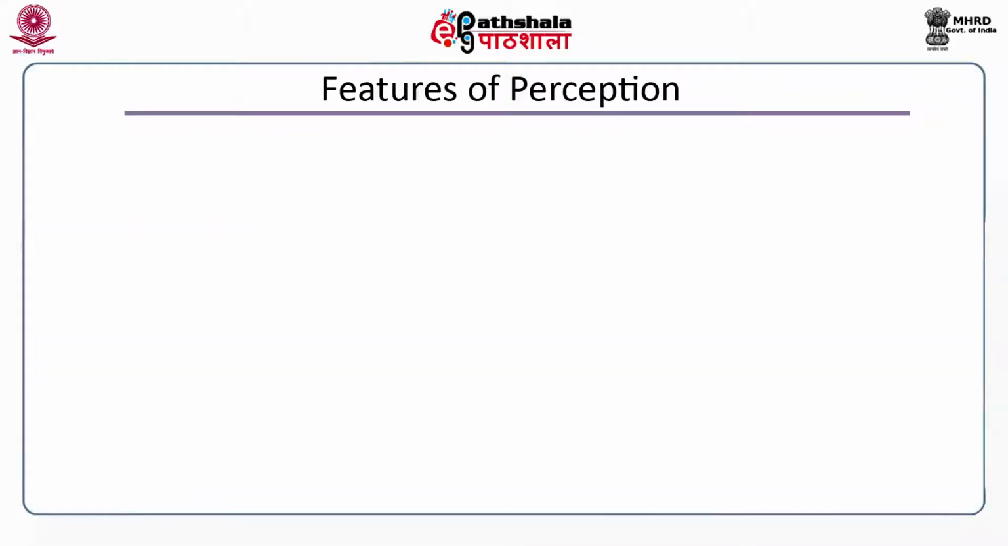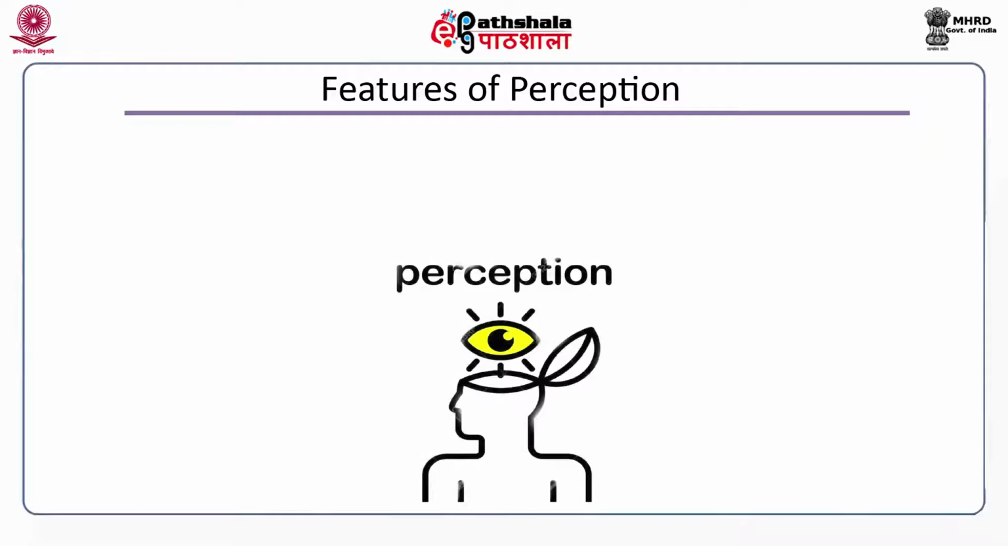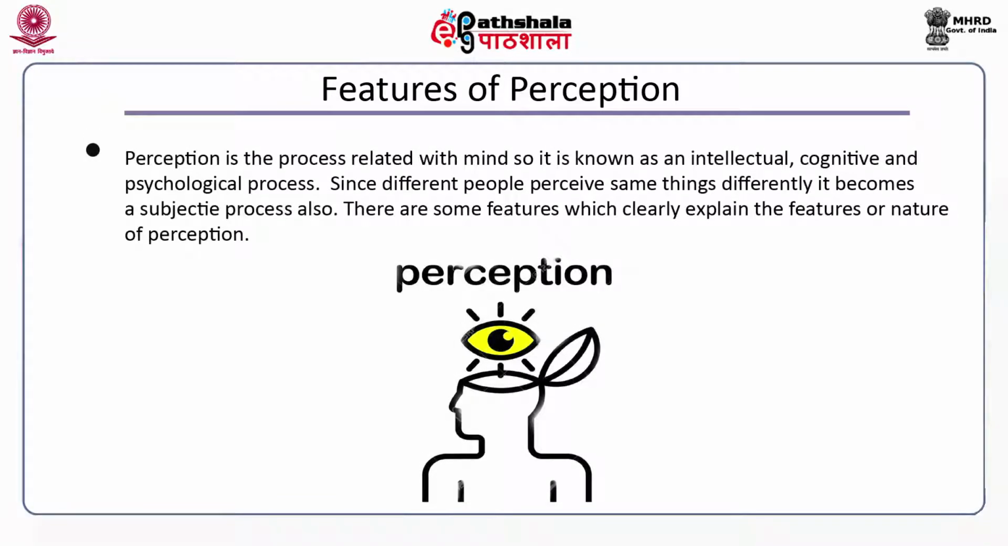What are the various features of perception? Perception is the process related with mind, so it is known as an intellectual, cognitive and psychological process. Since different people perceive the same things differently, it becomes a subjective process also. There are some features which clearly explain the nature of perception.